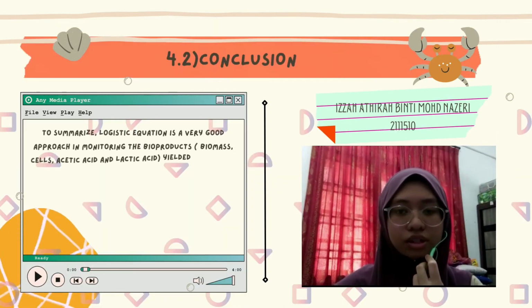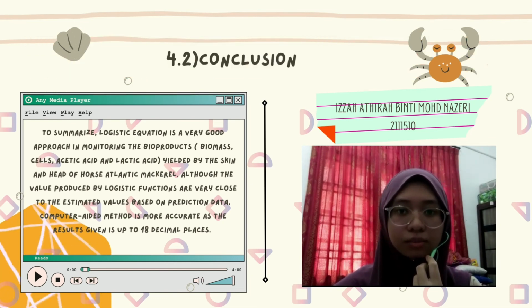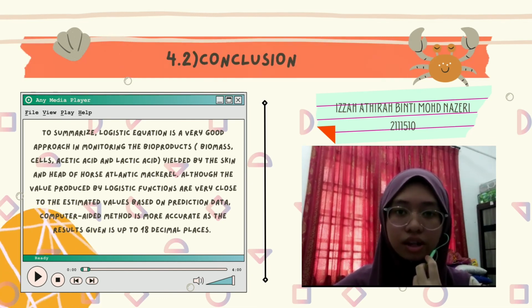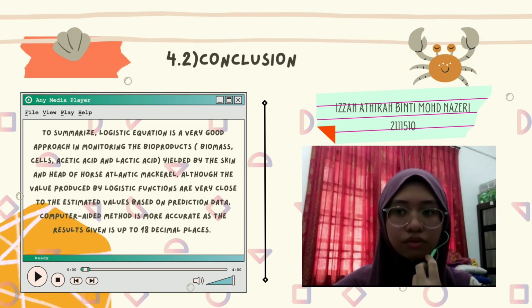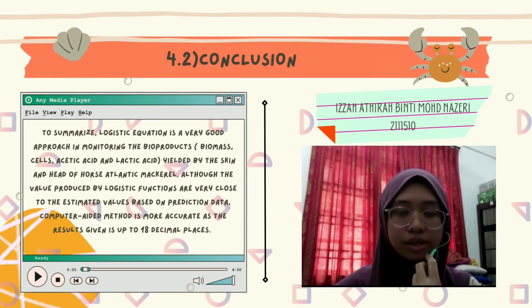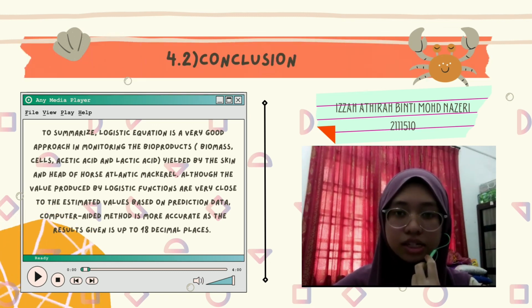To summarize, the logistic equation is a very good approach in monitoring the bioproducts yielded by the skin and head of the Atlantic horse mackerel. Although the values produced by logistic functions are very close to the estimated values based on prediction data, the computer-aided method is more accurate as the results given are up to 18 decimal places.